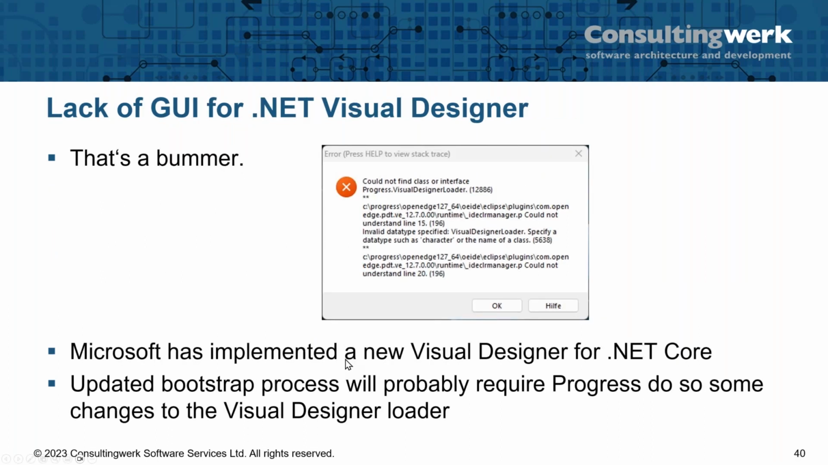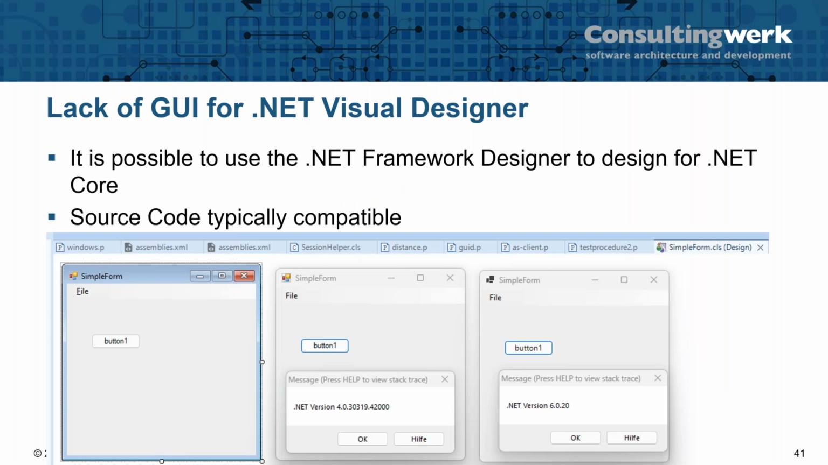So when you start loading the Visual Designer in .NET Core, you get this ugly runtime error. And it basically means that the .NET Visual Designer of the Progress Developer Studio cannot be loaded in the .NET Core environment. But the solution to that is, well, we can use the GUI for .NET Visual Designer with the .NET Framework.